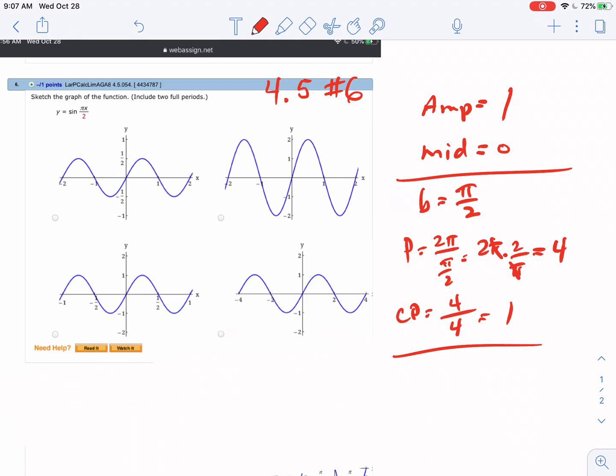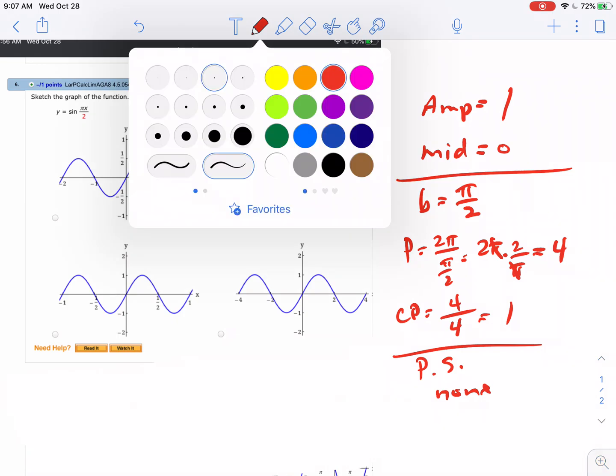There's nothing being added or subtracted inside the parentheses, so phase shift. There is no phase shift. So we are ready to graph it.